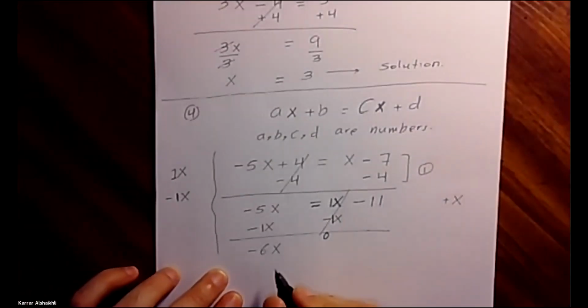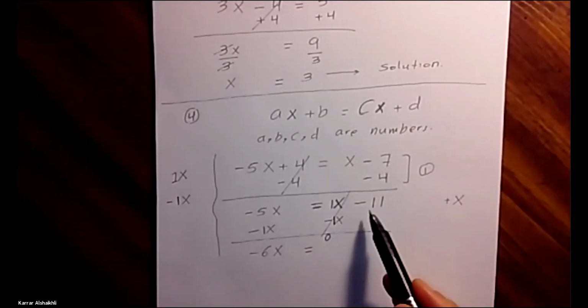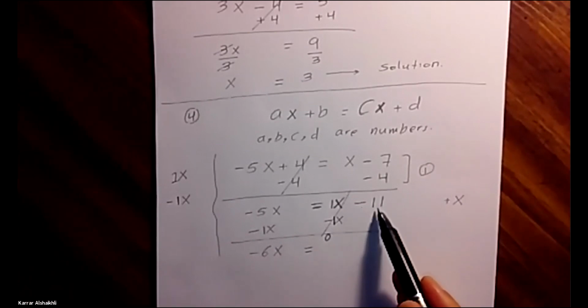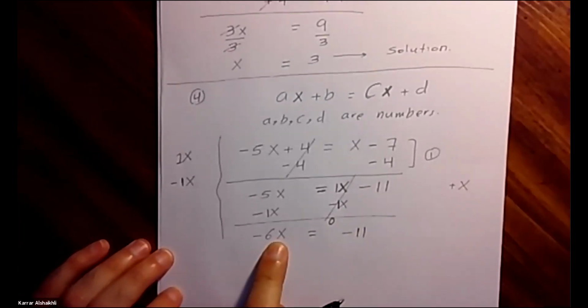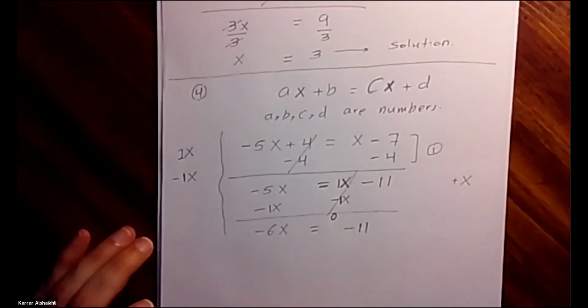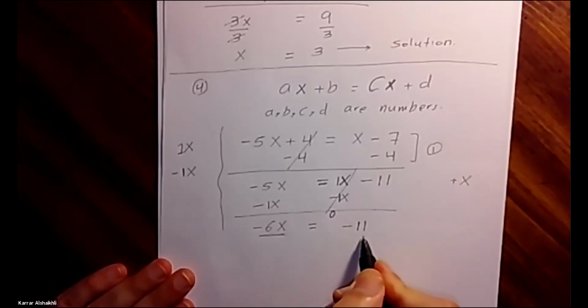Now negative 6x, here's the equal. What's the leftover from the right side? Negative 11. Now who's gonna tell me the last step? I need to leave the x by itself. We have to divide. We're gonna divide both sides by which number? By negative 6.